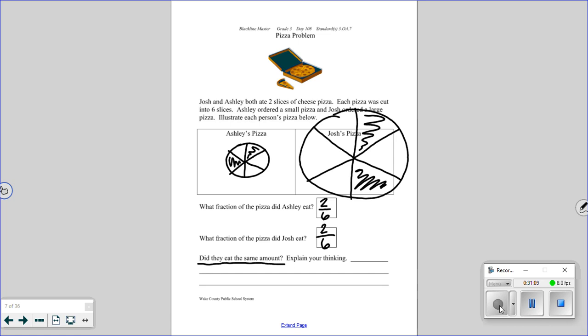Josh's pizza's bigger, so the pieces are gonna be bigger. Twice the size. But they ate the same fraction. Yeah. Because they both ate the same amount, just Josh's pizza is bigger. So do they eat the same amount? No. No. Actually, Ashley's is smaller than Josh's.